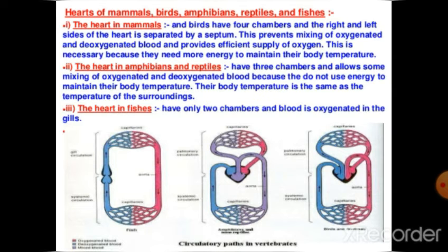The heart in mammals and birds has four chambers, and the right and the left chambers separate the mixing of the oxygenated and the deoxygenated blood. This is necessary because we require more energy to maintain our body temperature. In amphibians and reptiles, they have three chambers. In fishes, they have two chambers.